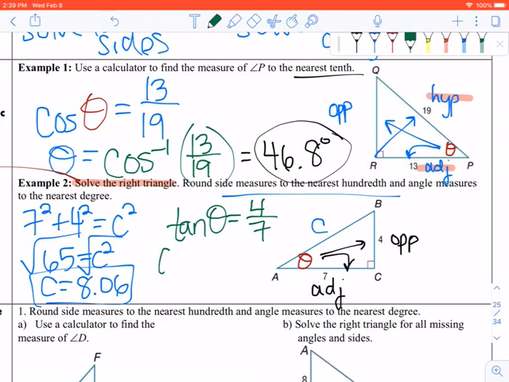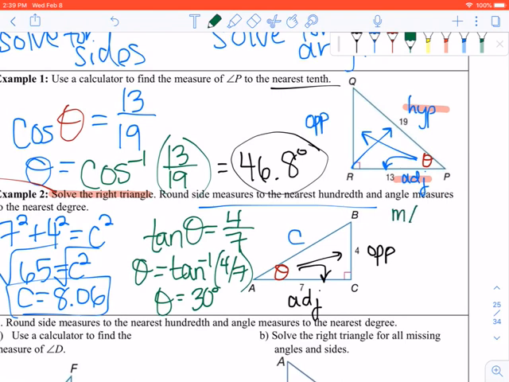Now, since I'm solving for the angle, I'm going to flip it so that it's the inverse tangent of 4 over 7. You'll plug that in your calculator. Remember to press the second button first, so second tan, and then 4 divided by 7, and I got about 30 degrees. I got 29.7, and it says round to the nearest degree, so I'm going to round that to 30 degrees. Okay, so that would be angle A. So I'm going to write that on the side. The measure of angle A was 30.